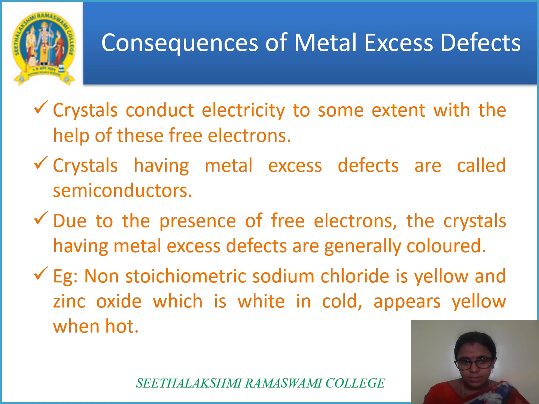Next consequence is, due to the presence of free electrons, the crystals having metal excess defects are generally colored. The reason is that the free electrons are easily excited to a higher energy state by the absorption of wavelength in the visible region. That's why the compounds are colored. For example, the non-stoichiometric sodium chloride is yellow, and zinc oxide, which is white in cold, appears yellow when hot.